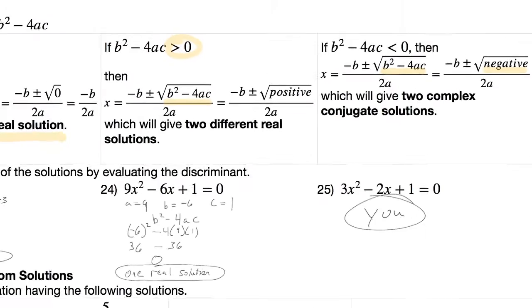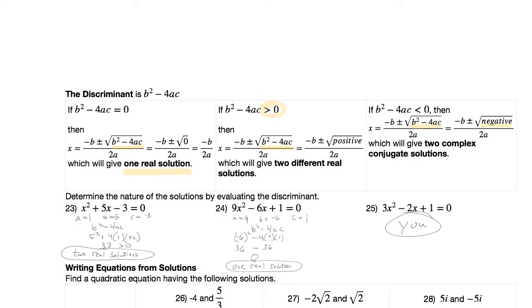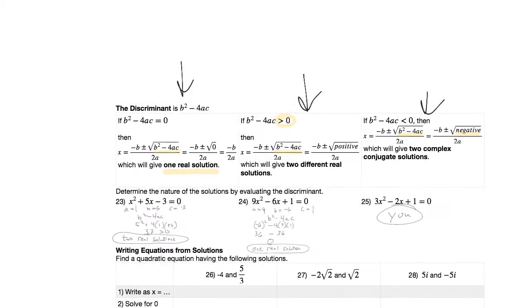I want you to do number 25. And it's going to be one of these three cases. Either it's going to be one real solution, two different real solutions, or two complex conjugate solutions. That's the format of the answer that we're looking for.